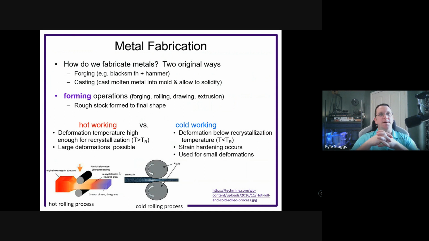There are also some big differences in hot working versus cold working. Those are some of the ones that we really have to pay a lot of attention to. The hot working is important because it allows for large deformations, especially something like a hot rolling process.